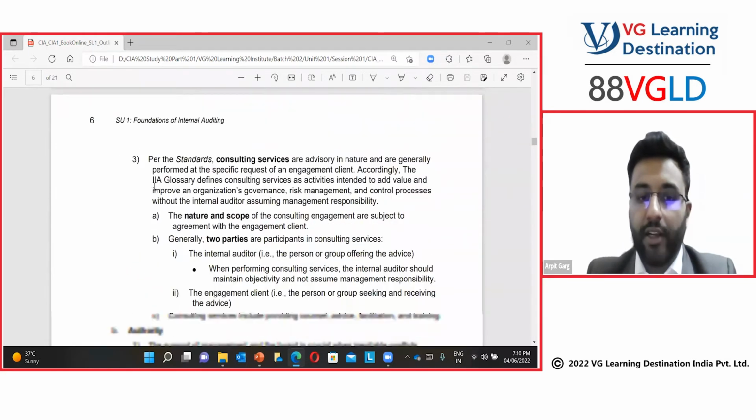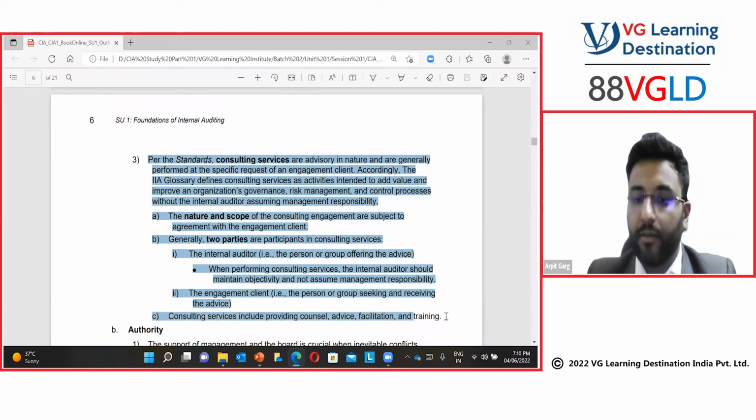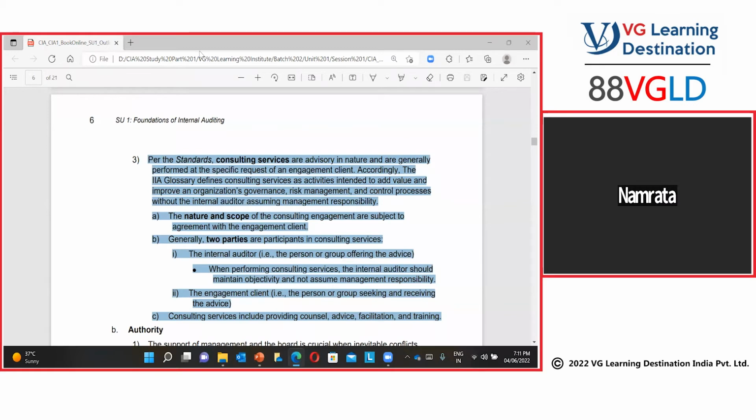Now, can I have another volunteer who would like to just quickly read the consulting services? Anyone? We have already covered this, but let's quickly cover the content in detail. Anyone who has not participated yet? Namrata, you want to go ahead? Yes, sir. Please go ahead.